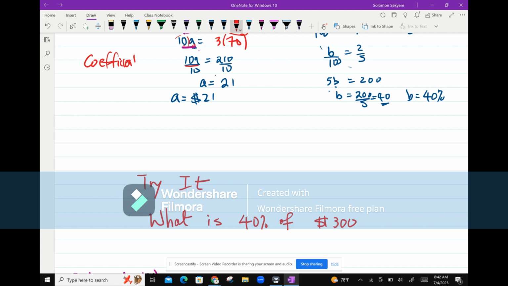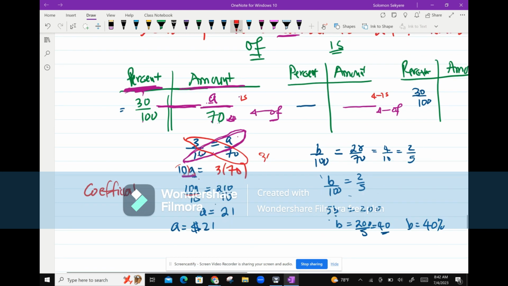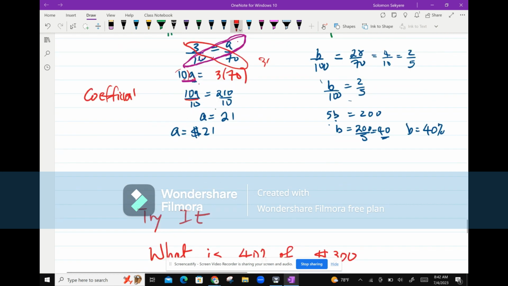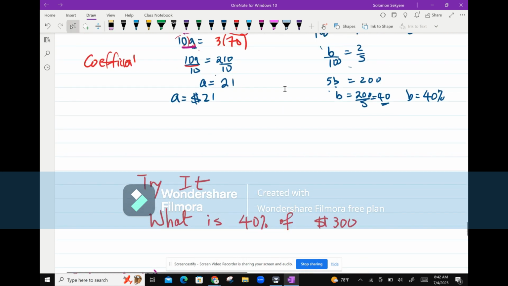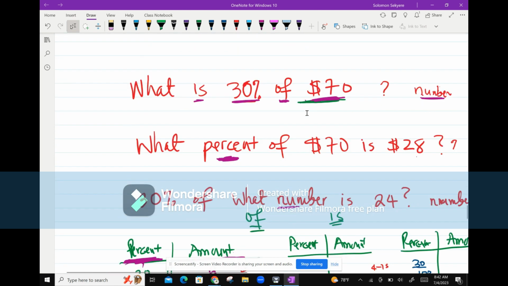10A over 10 is equal to 210 over 10. So A equals 21. 21 what? A belongs to the right side under amount, so A is an amount, and it goes under the dollar sign. Okay, second question. What percent of 70 is $28?